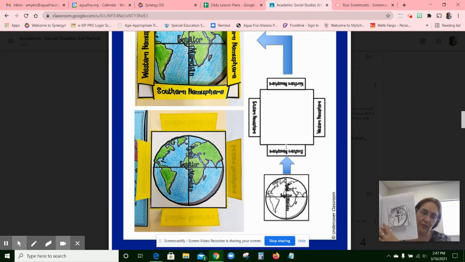Make sure that you color it. I need you to color the water blue and the earth forms green. Then you can also darken up the equator and the prime meridian if you want. And then you're going to glue it onto your page. So that's how you're going to do it.